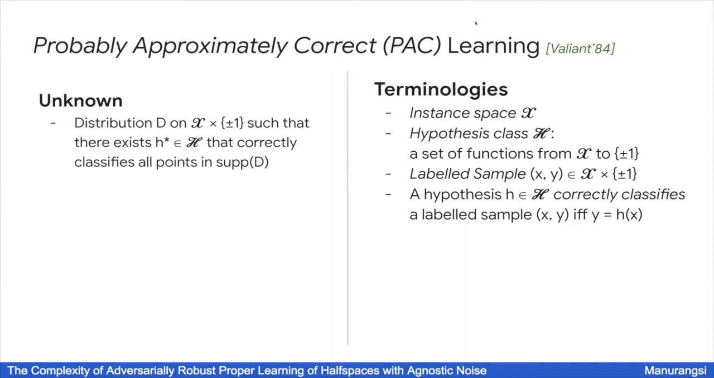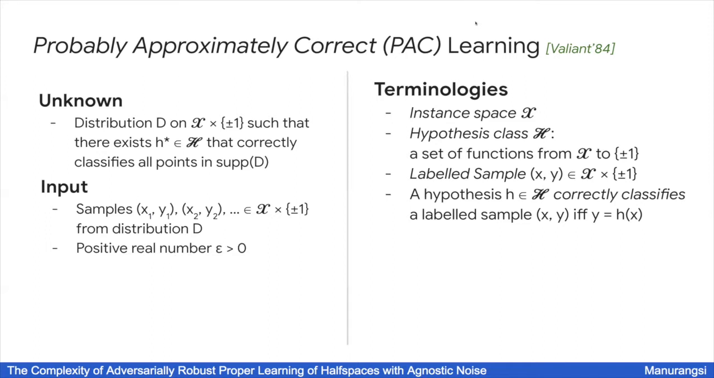Furthermore, we assume that there is a hidden hypothesis little h star that correctly classifies all the labeled samples in the support of D. Our algorithm will not be given direct access to this distribution. Rather, what we are given are samples (xi, yi), which are independently drawn from this distribution D. Furthermore, we are also given a positive real number epsilon greater than 0, which is our accuracy parameter. So our goal is to output a hypothesis that does well on this distribution.